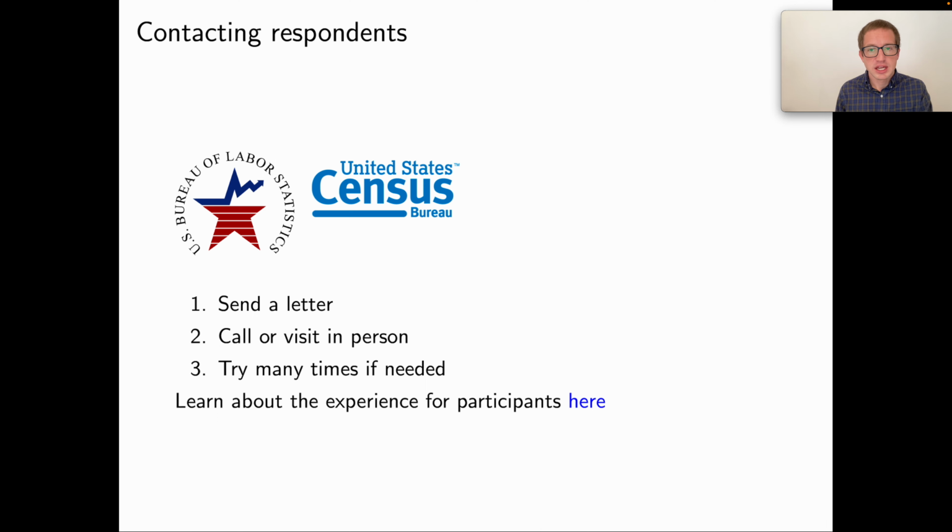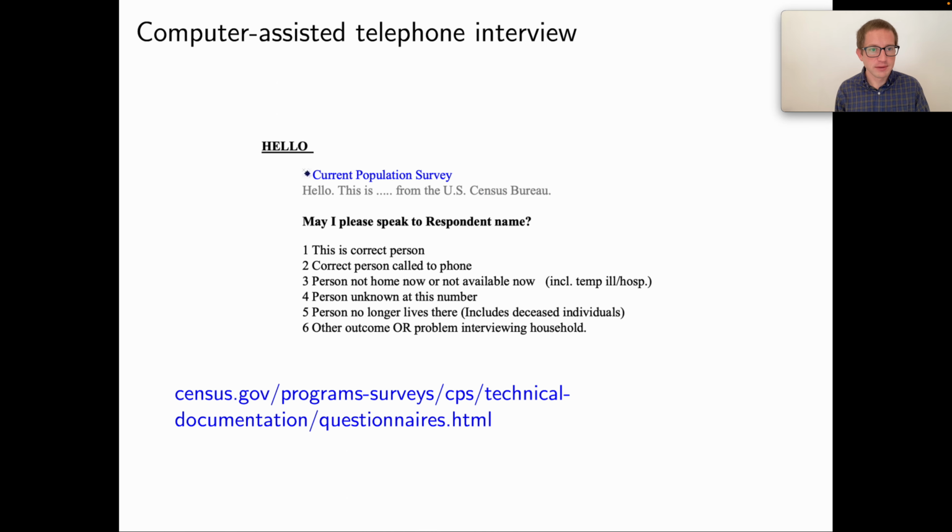And so here in the PDF form of these slides, you can click a link and see a little bit about what this is like for the participants. They maintain a web page that has frequently asked questions for those who've actually been selected for inclusion in the Current Population Survey. So then what does the survey actually look like?